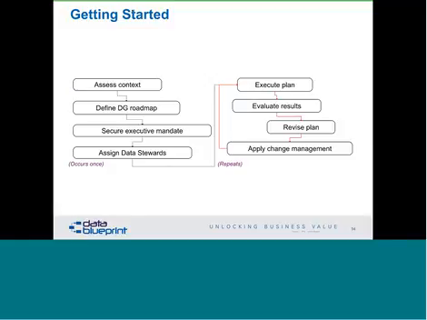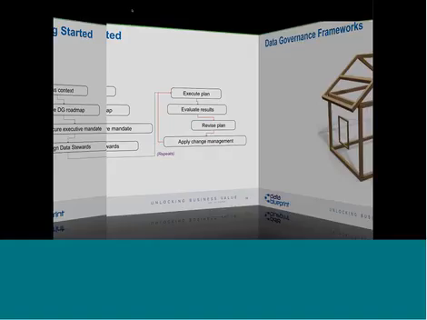Secure some executive mandates and make sure that they understand that they're not going to be doing this in a complete plan, that it's going to be an evolutionary plan, and then assign yourself some data stewards to get things started. Execute your plan, evaluate the results, revise the plan, apply change management, and repeat, just like shampooing. Lather, rinse, and repeat. And plan to get better at it as you go forward.